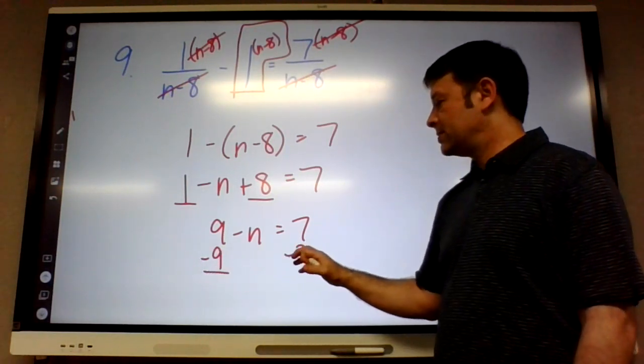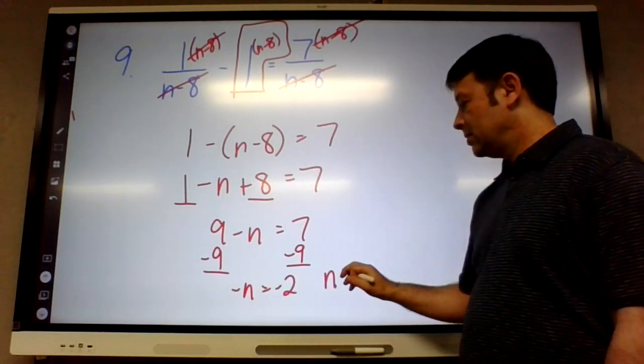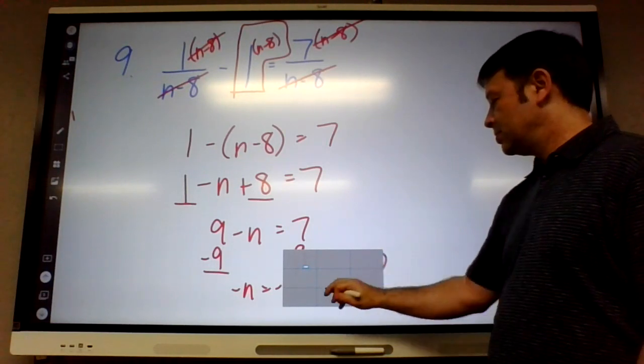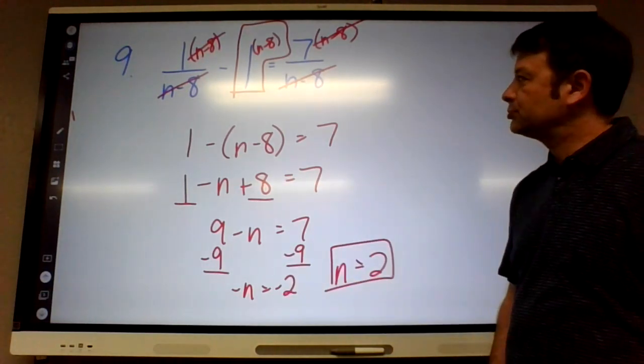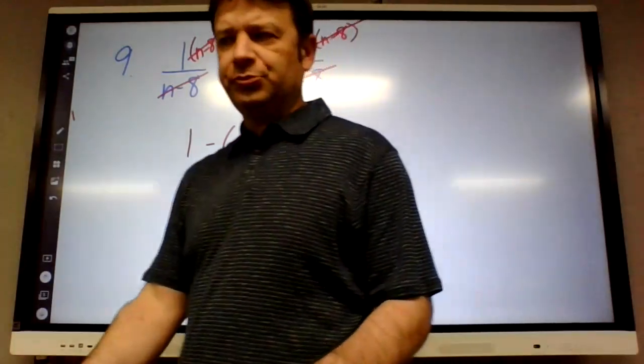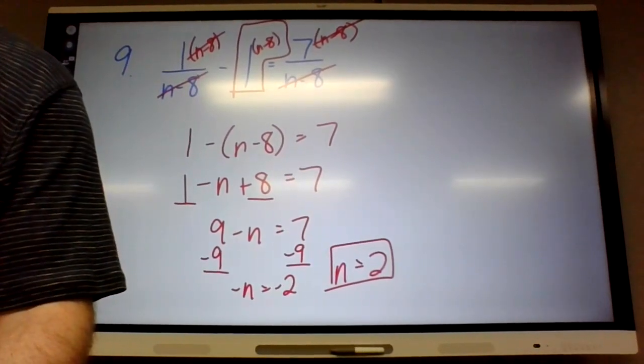Get n by itself here. Negative n is negative 2, therefore n is thus. One second. I'm so slow.